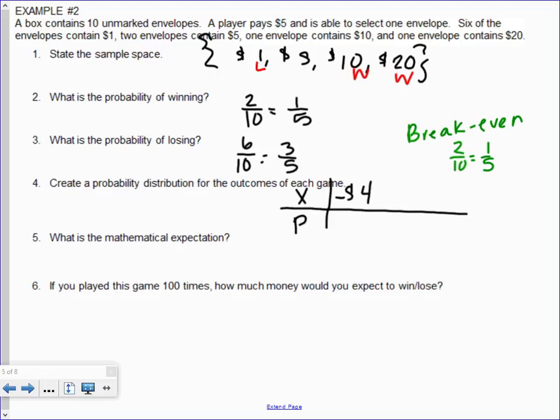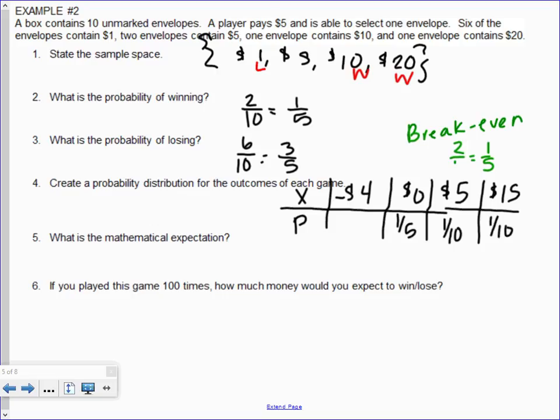-$4 would be a good one. If you pay $5 and you only get $1 back, you're losing $4. What other values did you put in? 0. There is a break even. 5 and 15. Okay, so what's interesting about this particular problem is, even though we said that winning was 1/5, we're actually in our probability distribution going to have to break that up so that we have winning $5 and winning $15. Each of these has a probability of 1/10. The break-even point is 1/5, and then the loss is 3/5. If I add those up, again, those things are going to add up to 1.